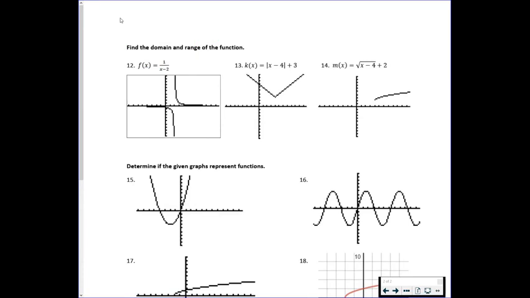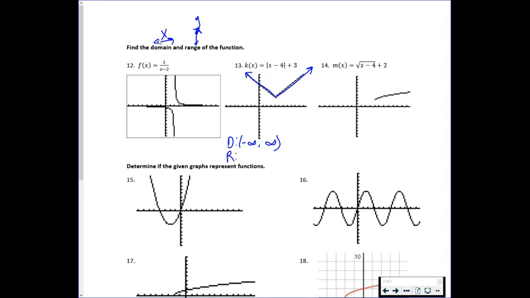13, k of x equals the absolute value of x minus 4 plus 3. Domain, again, left to right. Range, bottom to top, based on our y values, and domain is our x. So as I look at 13, domain. How far left does my graph go? How far right does the graph go? You can see better on your calculator. This does extend infinitely in both directions. So domain is -infinity to +infinity. Goes forever to the left, forever to the right.